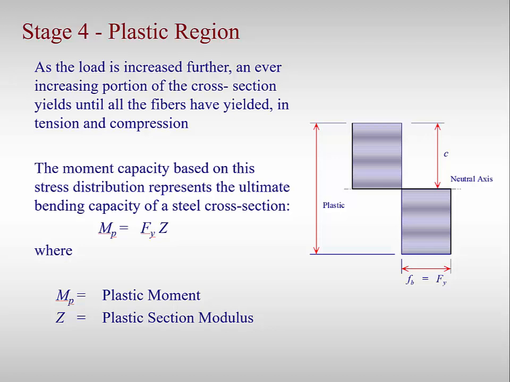The plastic moment is given as the product of the yield strength F sub y times what we call the plastic section modulus, or capital Z. The plastic section modulus is similar to the elastic section modulus S, but is based on a plastic or fully yielded stress distribution instead of a linear elastic stress distribution. The plastic section moduli are given for both axes for all rolled shapes in the section tables of Part 1 of the Steel Manual.